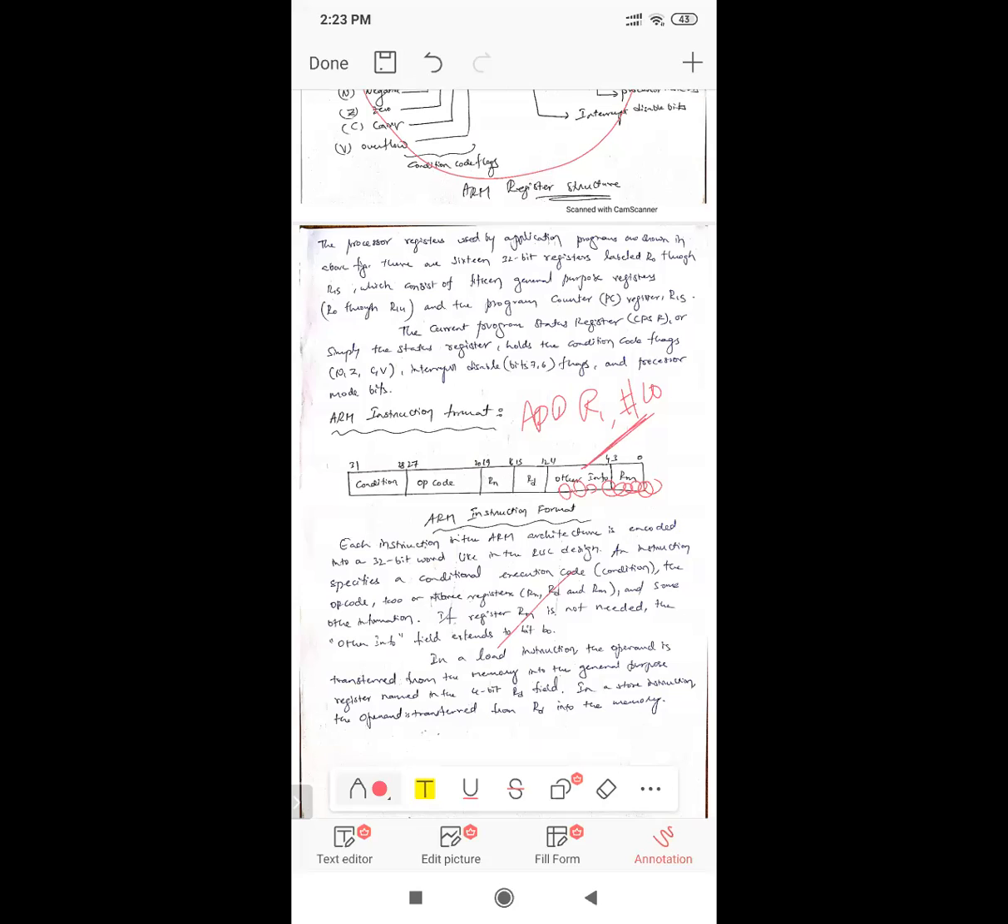An instruction specifies a conditional execution code that is called the condition field, bits 28 to 31. Then the conditional execution code: branch if equal, branch if not equal, branch if carry, branch if zero, and branch if overflow. ఈ కండిషన్ ని చెప్పడానికి వాడతారు.